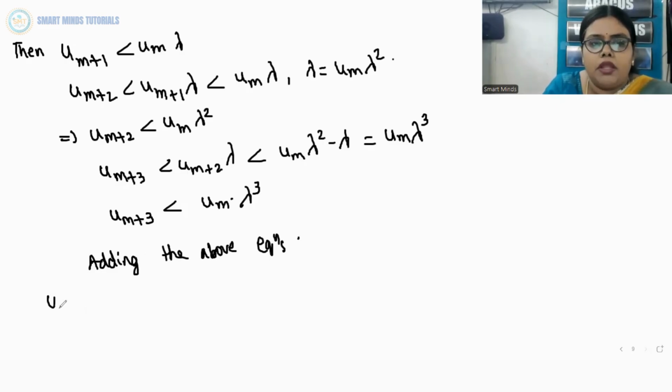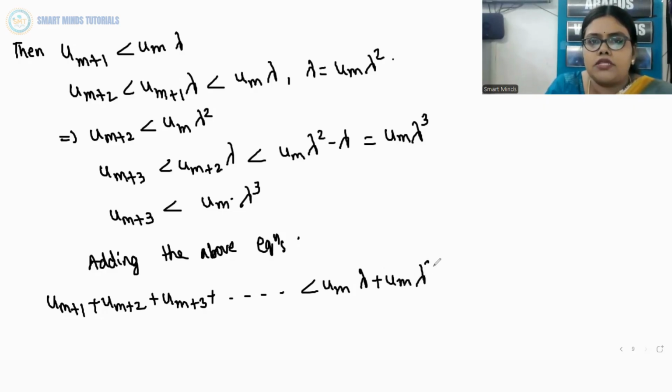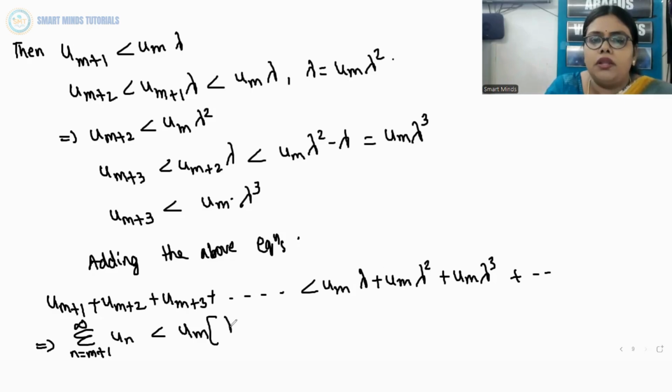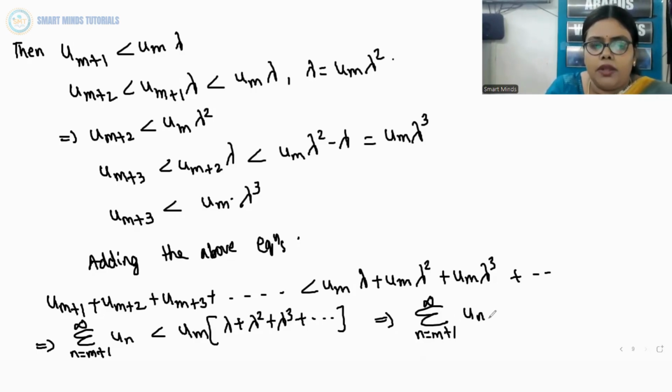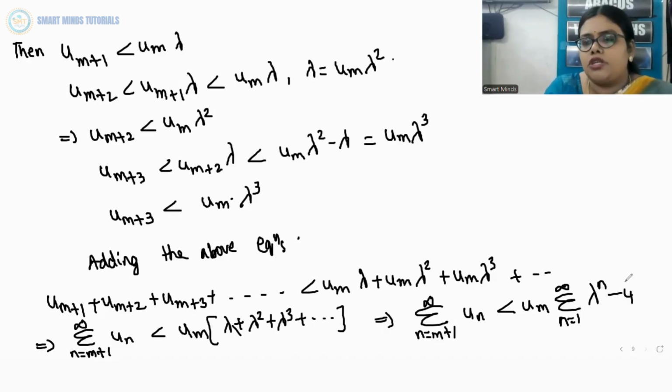what do you get if you add them? um plus 1 plus um plus 2 plus um plus 3 plus so on is less than um lambda plus um lambda square plus um lambda cube plus so on. So that means sigma n is equal to m plus 1 to infinity un is less than um into, if I take common, lambda plus lambda square plus lambda cube plus so on. That means sigma n is equal to m plus 1 to infinity un is less than um into, these are all sums of lambda powers. So you can write sigma n is equal to 1 to infinity lambda power n. This is equation number 4.